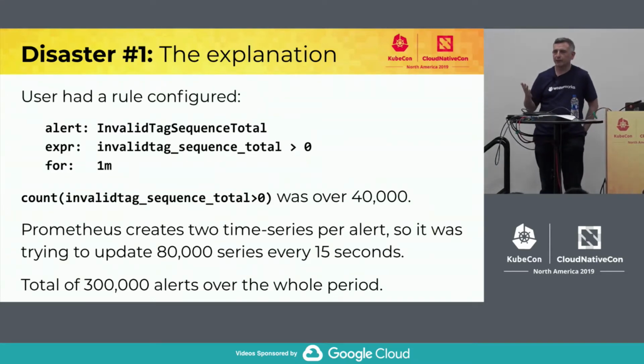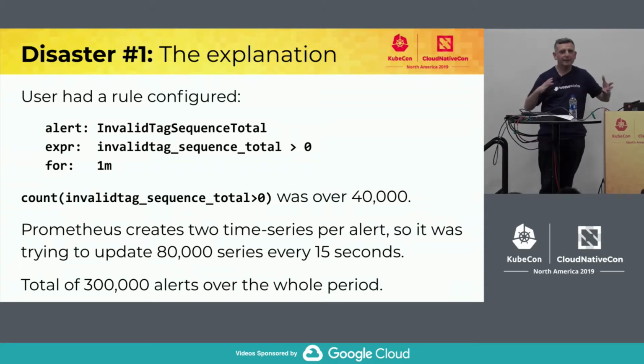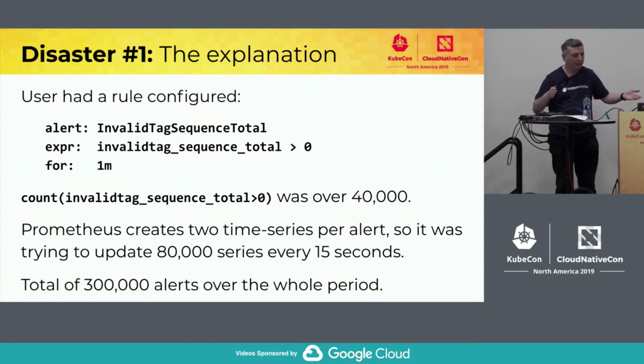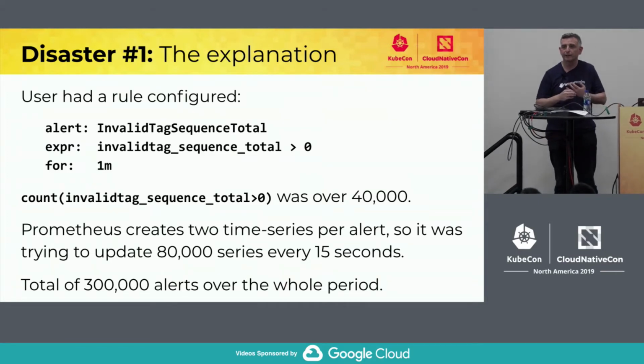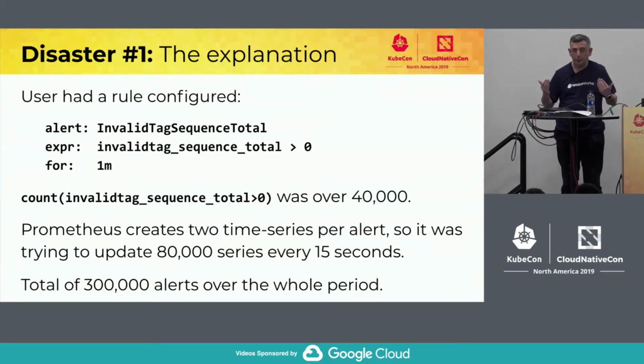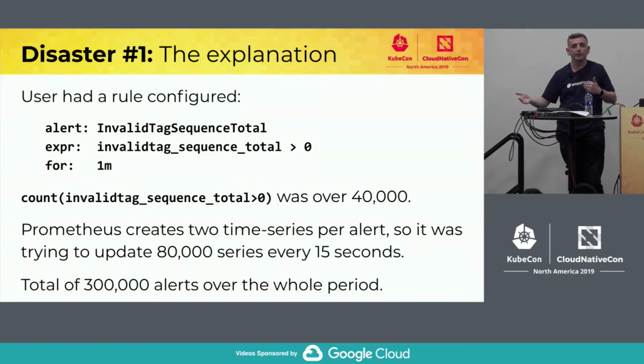So one of our customers had, I've changed specifics of the naming to protect the details, but let's say they had a particular interest in a concept of an invalid tag, and they set up an alerting rule if there were any greater than zero invalid tag. Trouble was they had 40,000 of those time series, and one alerting rule like that will generate one alert for every time series that matches.